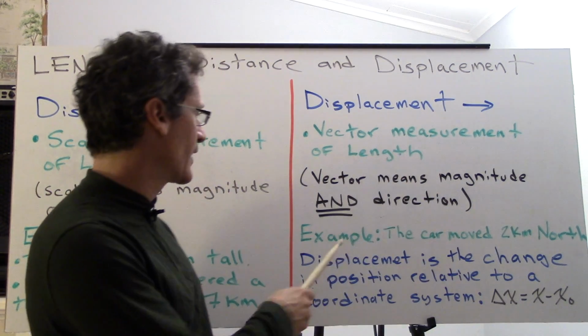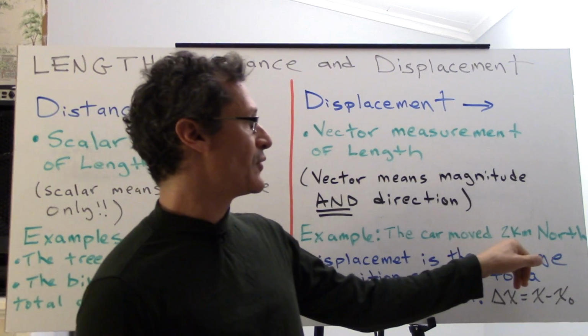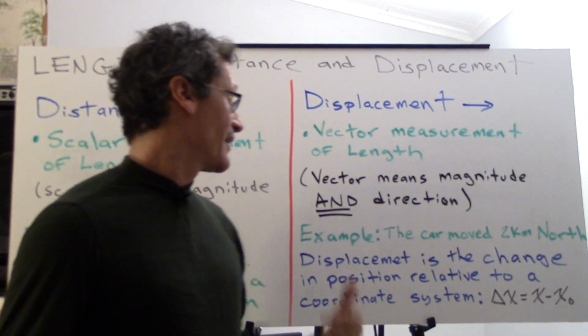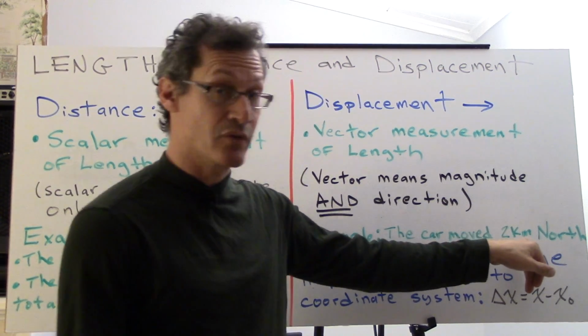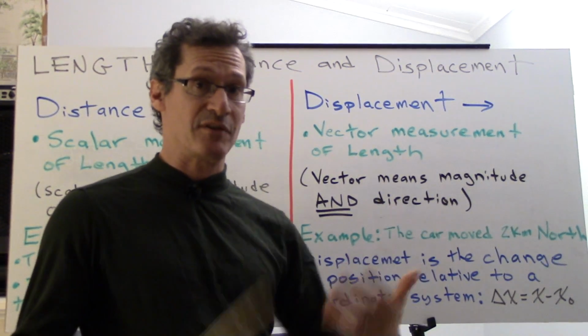Example, the car moved 2 kilometers north. Notice that in this case we have the magnitude, the amount, 2 kilometers, and a direction. In this case it could be specified as north.